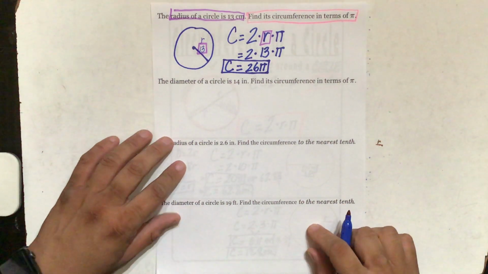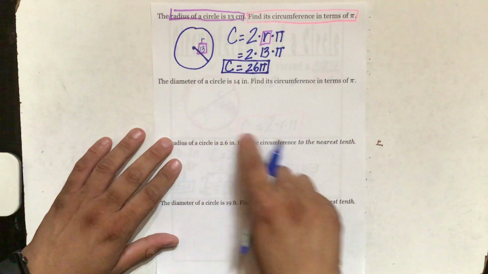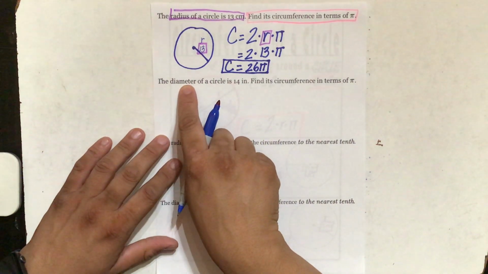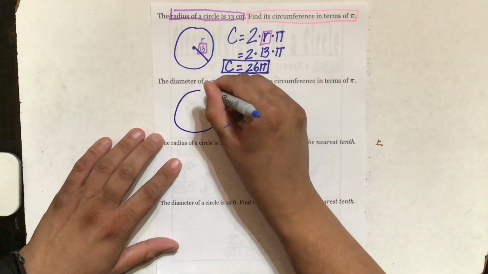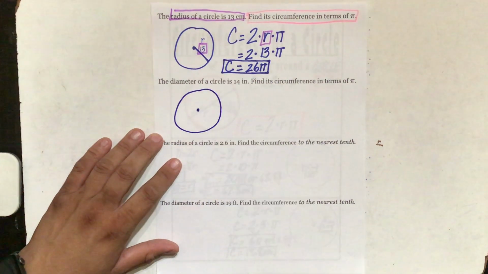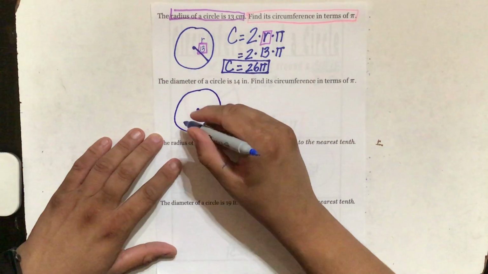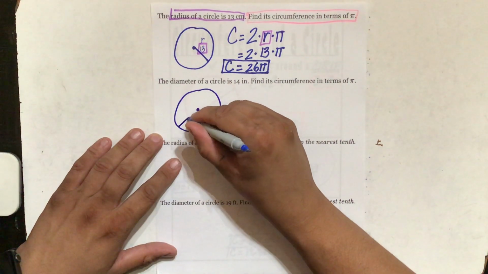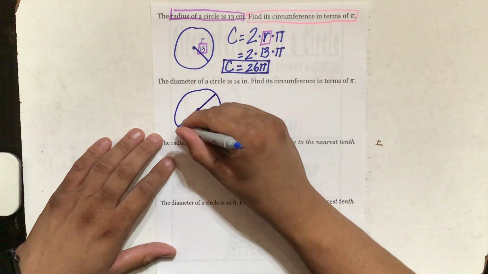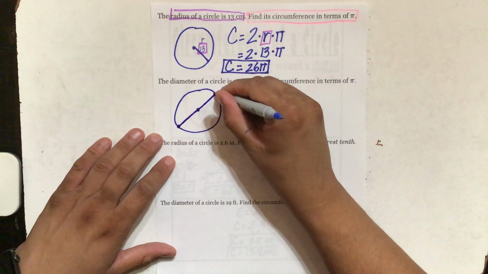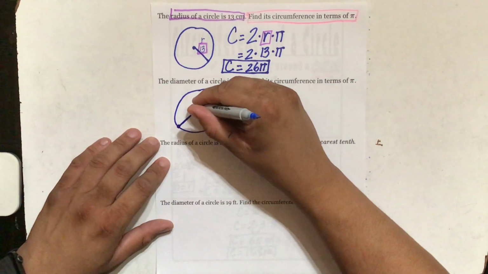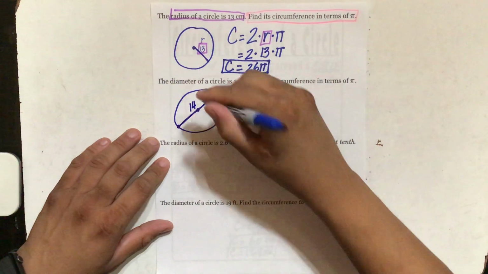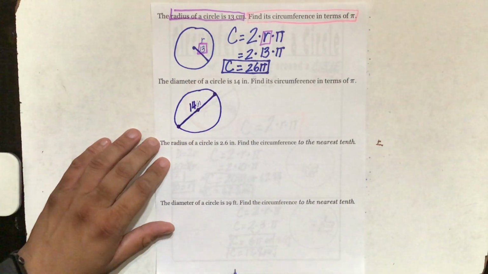Okay, so let's do this next one here. This one says the diameter. Let's draw the circle first. I'm going to draw the circle, and I'm going to put a dot in the center. This is the diameter. The diameter goes from one side all the way to the other side of the circle, like this. It says the diameter is 14, so this is 14 inches. The whole thing is 14.